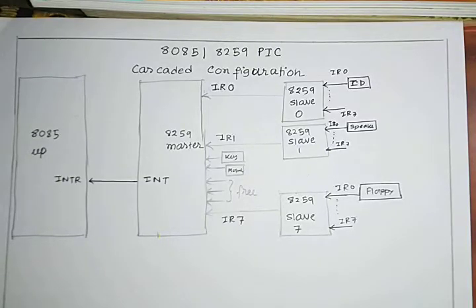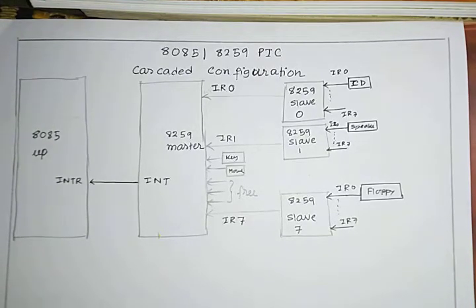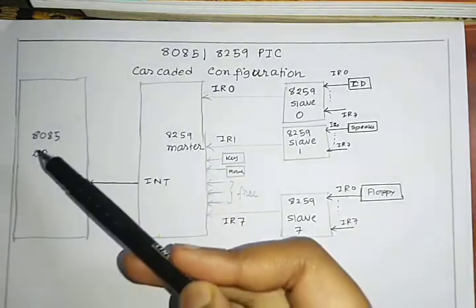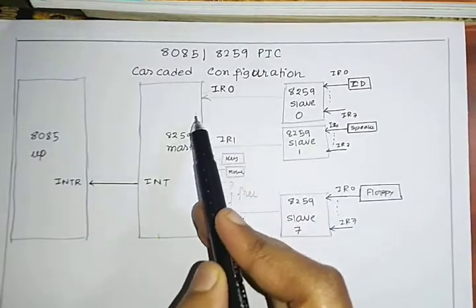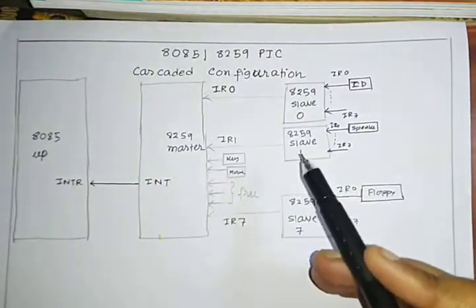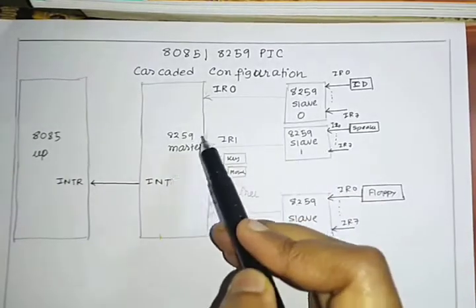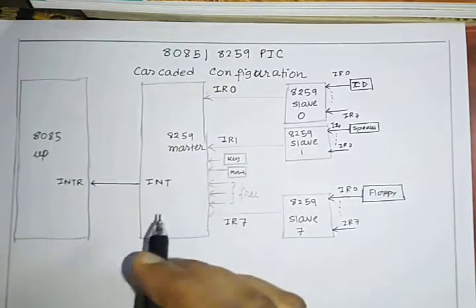Welcome everyone to the new video in this microprocessor 8085 lecture series, and in today's video we will learn about the 8259 PIC cascaded configuration. So what is a cascaded system? Suppose this is my 8085, and I have connected a PIC 8259. With these 8 ports I have connected one more chip, maybe more than one. You can connect at least 8 chips, so it will work as a master and the chips that are connected with it will work as slaves. So this system is called a cascaded system.